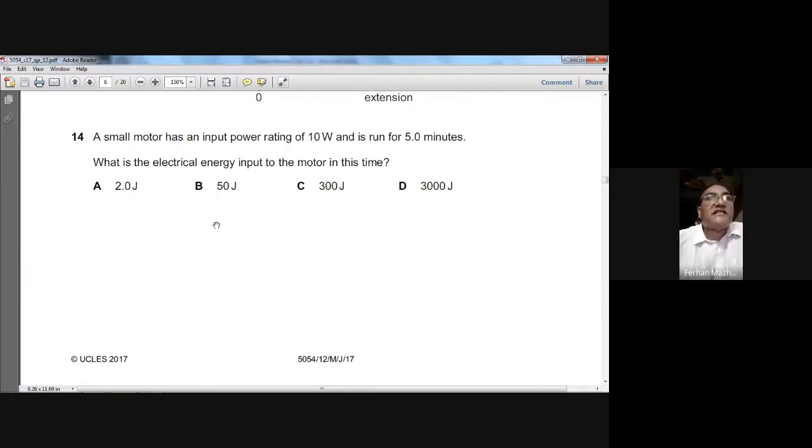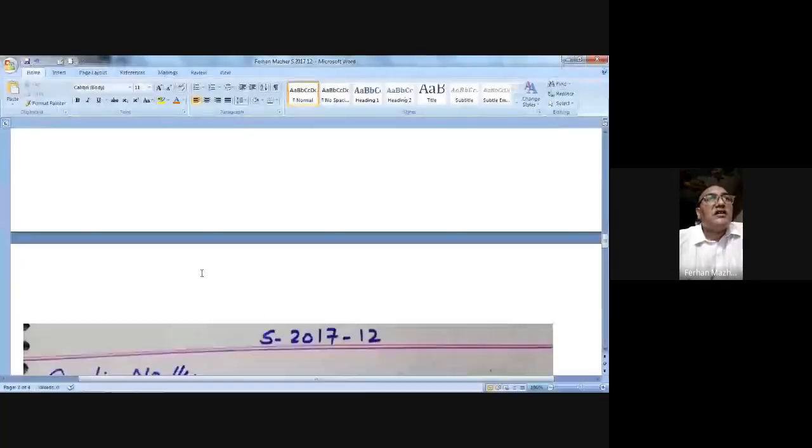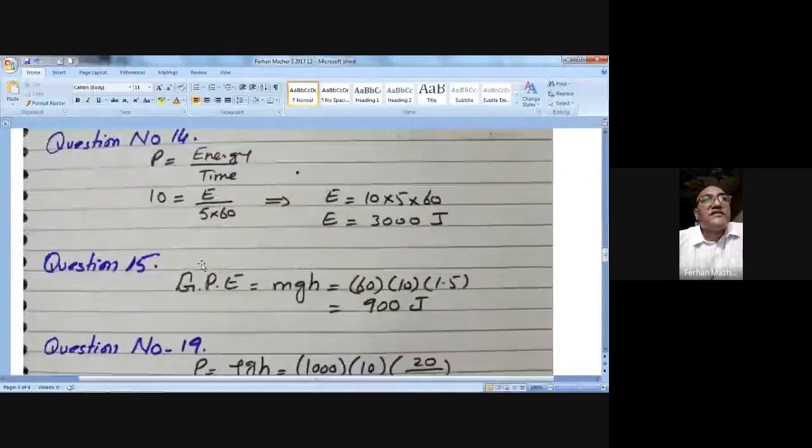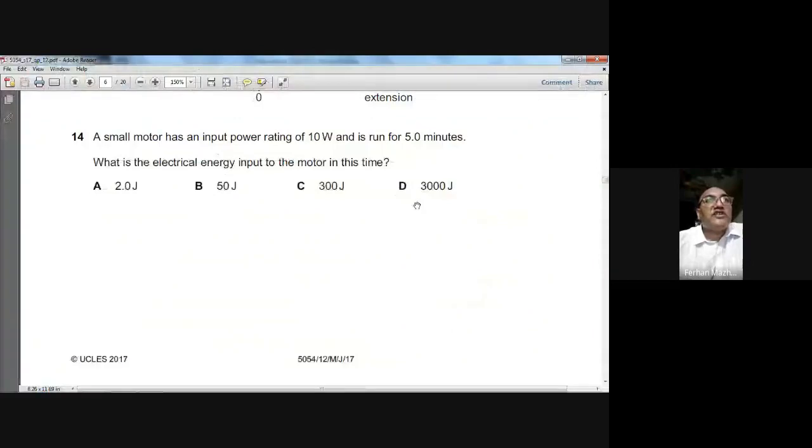That is 300 seconds. I've done this work on a paper. Let me show you my work. Power is equal to energy divided by time, so 10 equals E divided by time, 5 into 60. So energy is equal to 10 into 5 into 60, and 3000 joule is the answer. 3000 joules. So D is the choice. Question number 14, D is the choice.